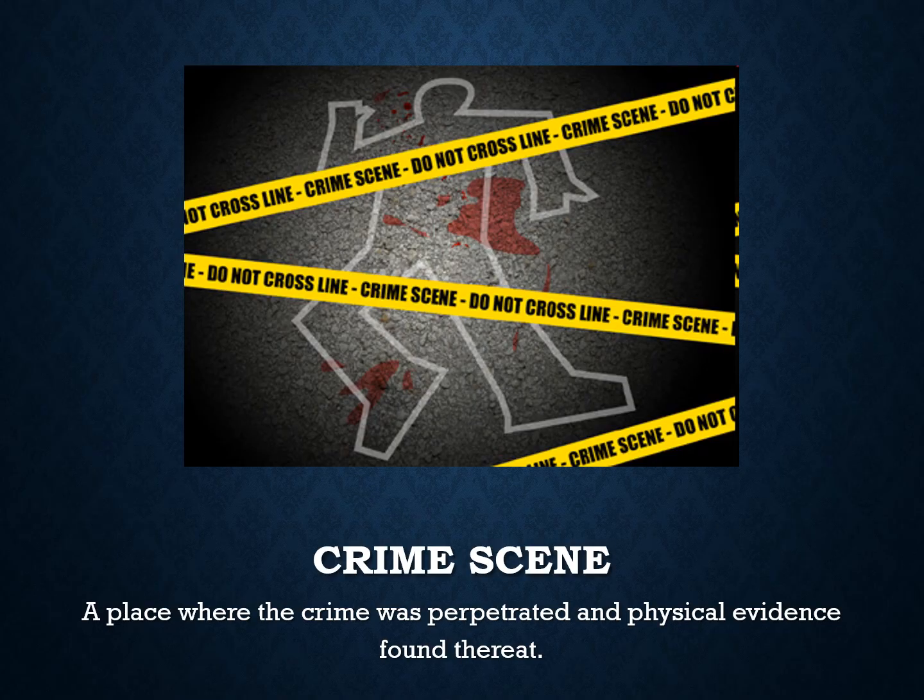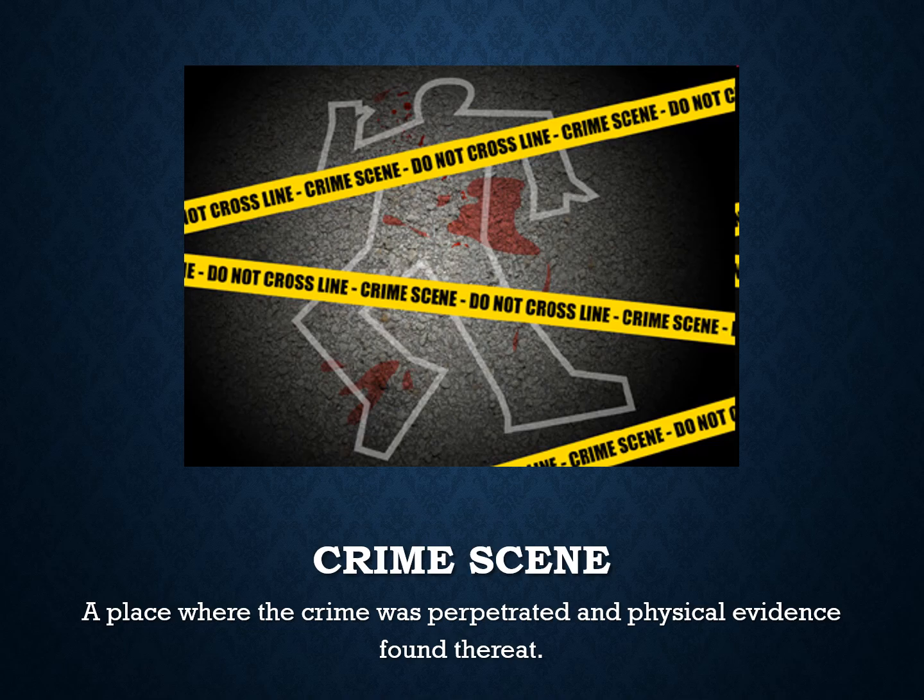So again, you have here the crime scene. Crime scene is very important in crime scene investigation because the crime scene holds relevant or pertinent information that will be gathered and that will help the investigator piece together this information in order to formulate a certain conclusion on how the crime happened. So a crime scene is actually a place where the crime was perpetrated and physical evidence was found.